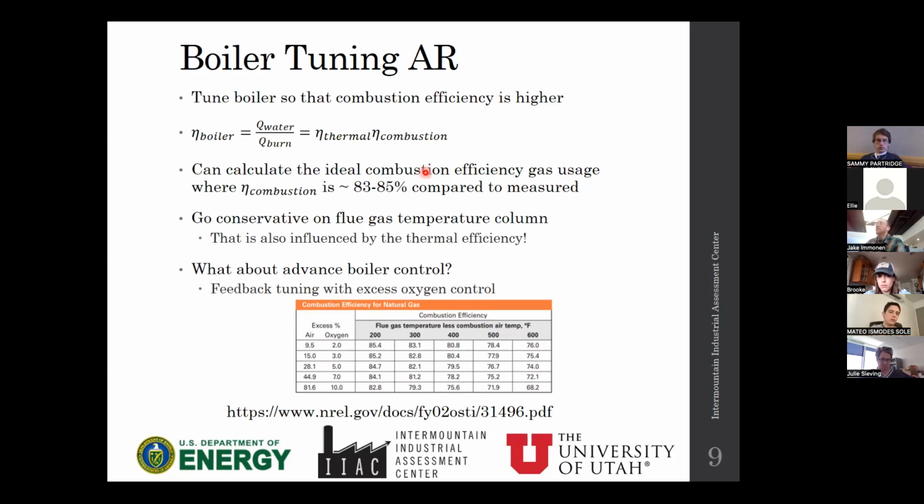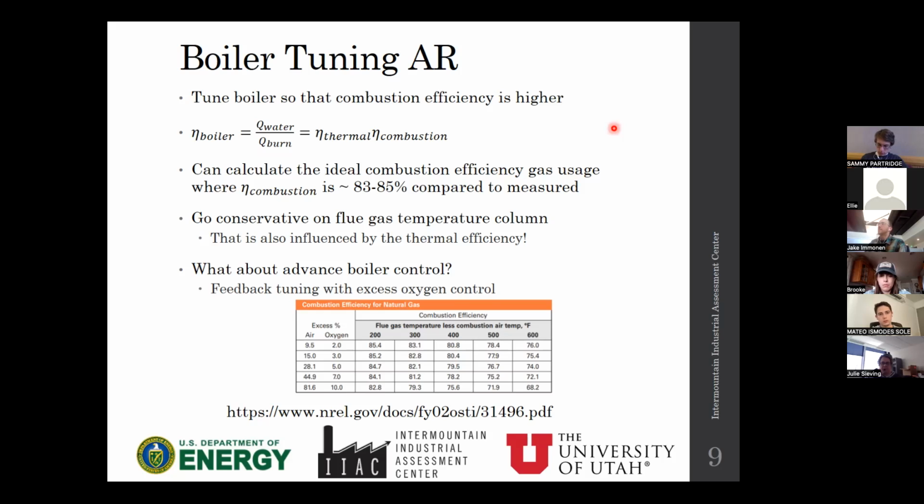We can use just the efficiency of the boiler formula, which is the heat that goes into the water over the heat that's coming from the combustion. That should be our overall boiler efficiency, and we can break that down further. That should be our thermal efficiency. When I'm talking about thermal efficiency, I'm talking about how the heat goes into the water inside the boiler.